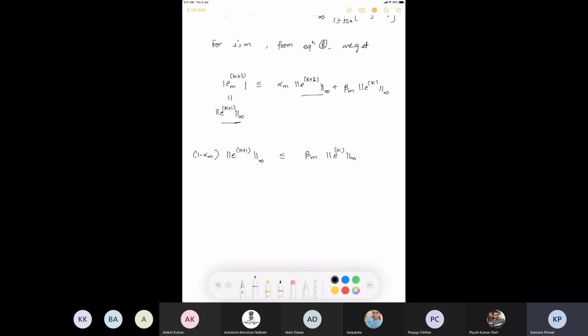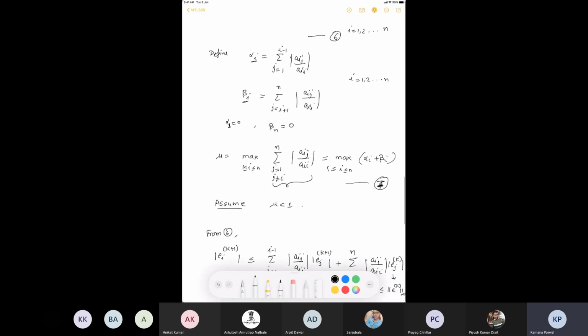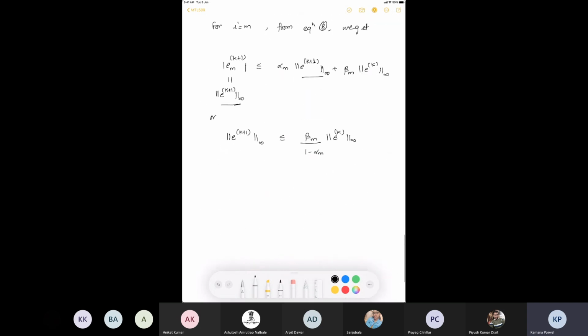Or I can simply take this factor here, 1 minus alpha m. Okay, and note that 1 minus alpha m is not equal to 0. Why? Because alpha m is going to be strictly less than mu, and mu is strictly less than 1. Okay, so the denominator is not equal to 0, so I can divide by 1 minus alpha m here.